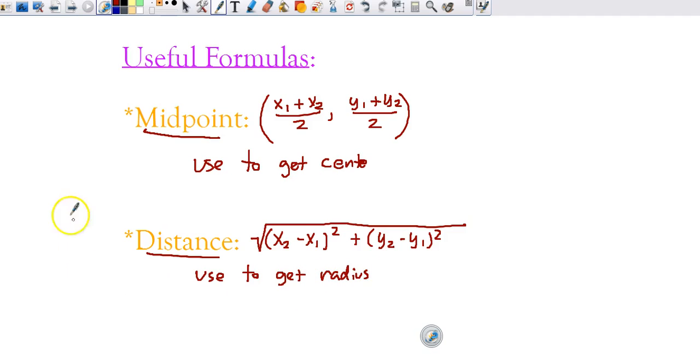So we're going to be given coordinates on the circle, or we're going to be given the center and one of the points on the circle, and we're going to have to use these formulas to get the radius and get the center in some cases, so that we can write the equation. All right, so write these down, and let's get started on those examples.